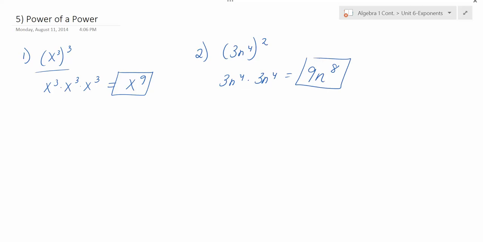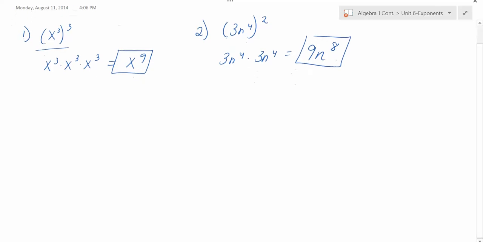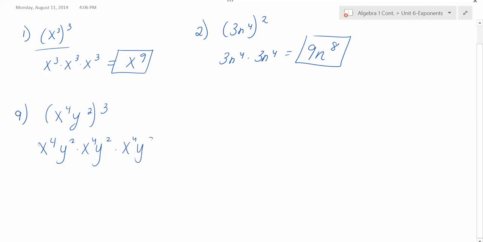Should be okay with these ones. If you wanted to, I could do maybe 9 and 10. It's just kind of the same idea, except you have 2 variables. So you're going to write it out 3 times. X to the 4th y squared, x to the 4th y squared, x to the 4th y squared. Which will end up giving you x to the 12th and then y to the 6th, and then just adding up the exponents.